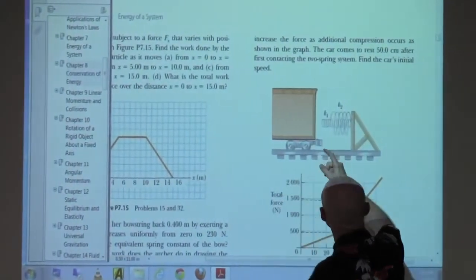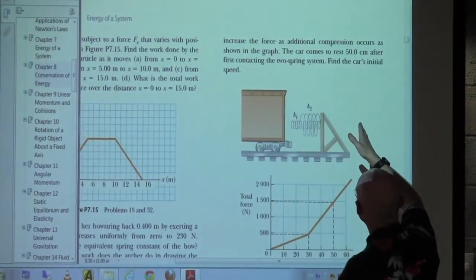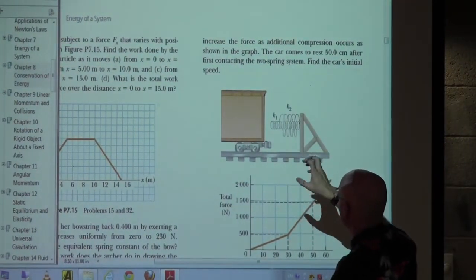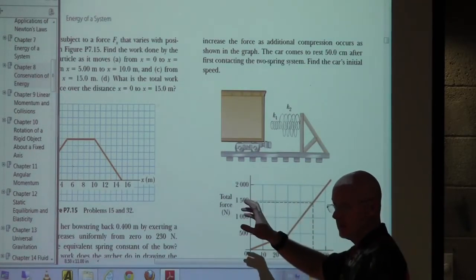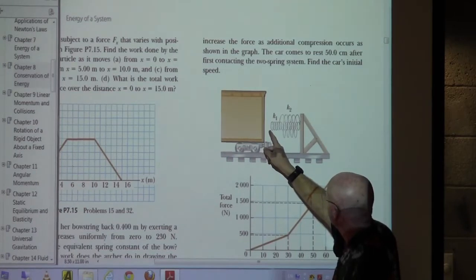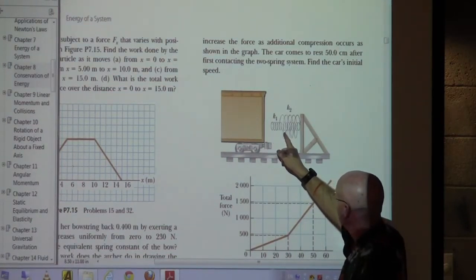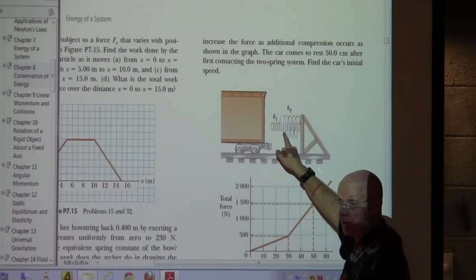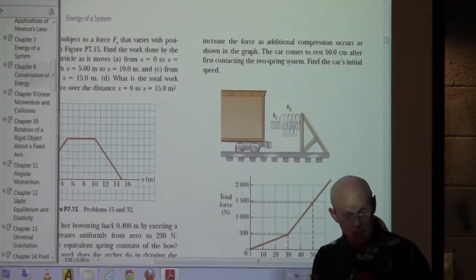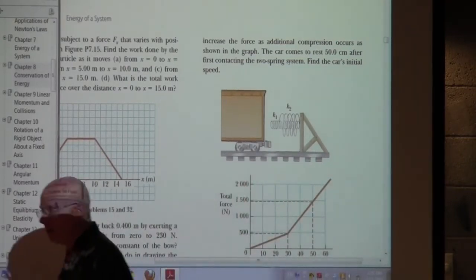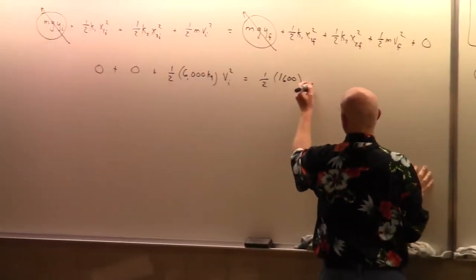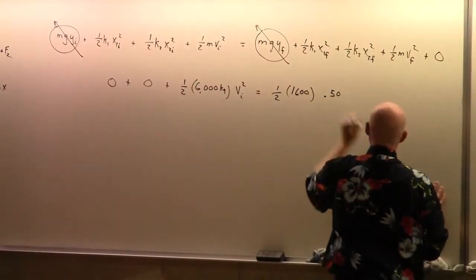Now the problem says the car comes to rest 50 centimeters after first contact of the two-spring system. So let's see, if I see the picture right, the first 30 would definitely compress the first spring by 30. But then as it moves 20 more in, it's still compressing the first spring. All right, so how far is the first spring compressed? Yeah, it's 50 centimeters.